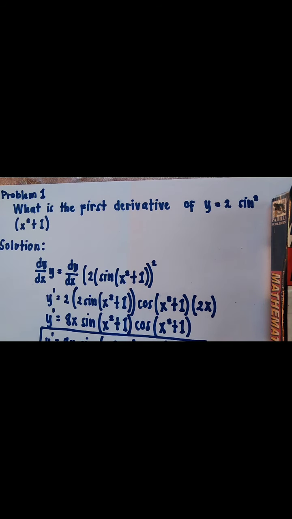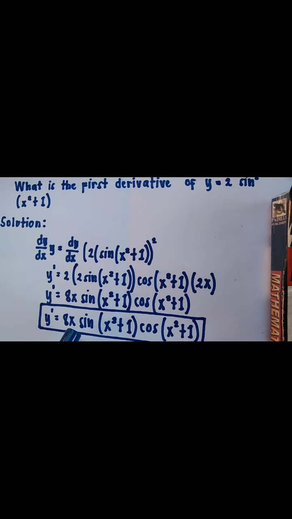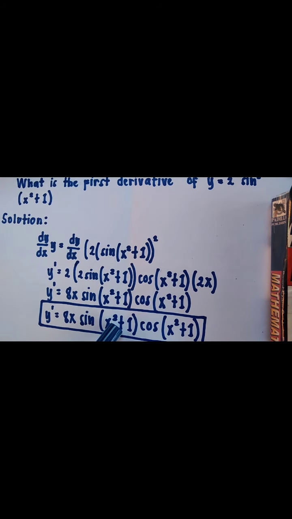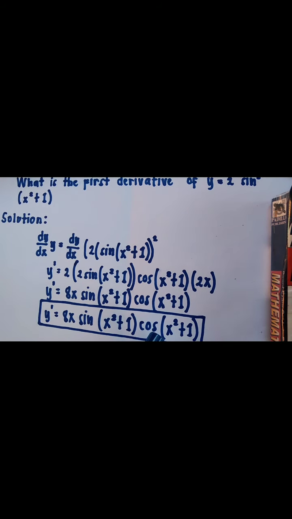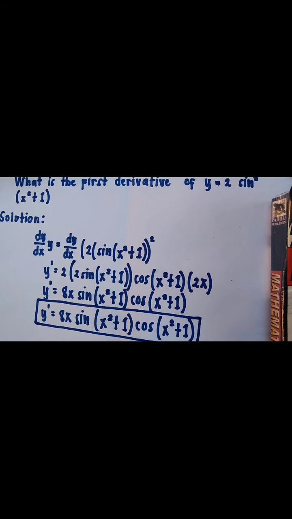So here's the final answer. The derivative of our problem number 1 is y prime equals 8x times sine of (x squared plus 1) times cosine of (x squared plus 1).